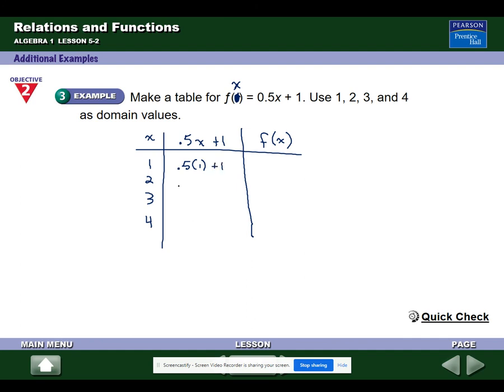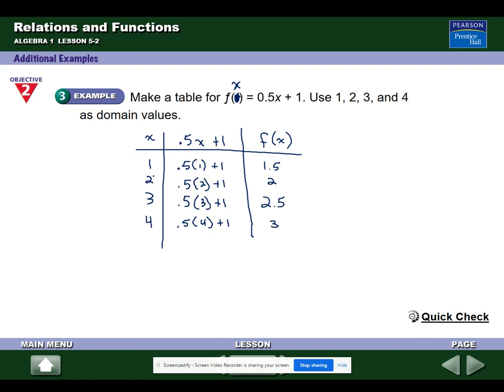So what happens when you plug 1 in for x? Or what happens when you plug 2 in for x? And then 3, and then 4. And then we're just going to evaluate these. Half of 1 is a half, plus 1 would be 1.5. Half of 2 is 1, plus 1 would be 2. Half of 3 is 1.5, plus 1 would be 2.5. And this one would be 3.